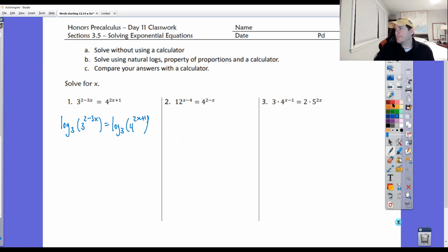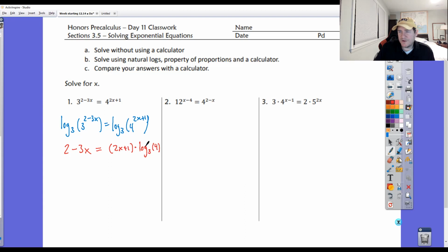Now, because we took the log base 3 of 3 to this power, the log base 3 and the 3 will cancel, and you'll just get back that power. So you get 2 minus 3x. So at least that side cleans up nicely. On this side, you can use power rule to pull out the 2x plus 1. But then you'll still be multiplying by the log base 3 of 4, which does not evaluate cleanly. So now you've got essentially this ugly value.